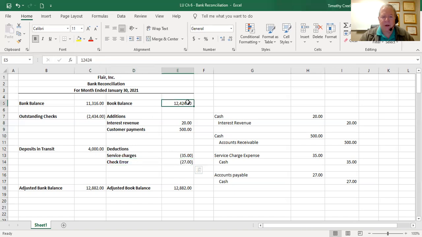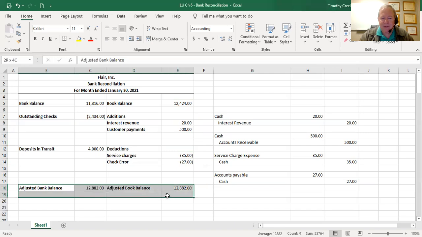I just did one as if it were a deduction here. And notice you would start then with the cash balance. You would add in any additions, you would subtract any deductions, and you would come down to the adjusted book balance. And these two should be the same. The adjusted bank balance and the adjusted book balance should equal.